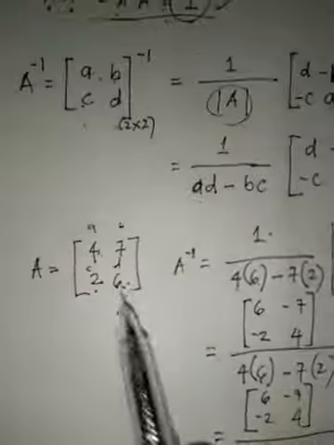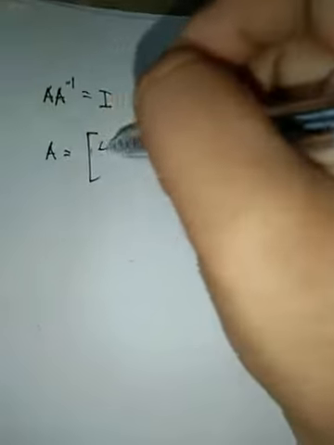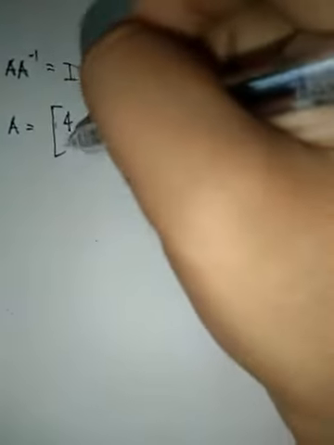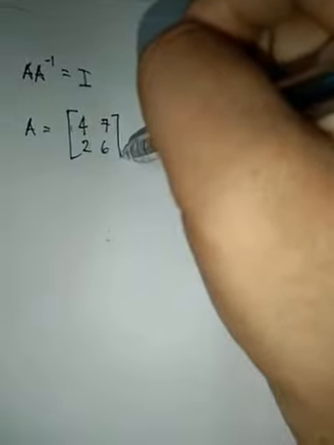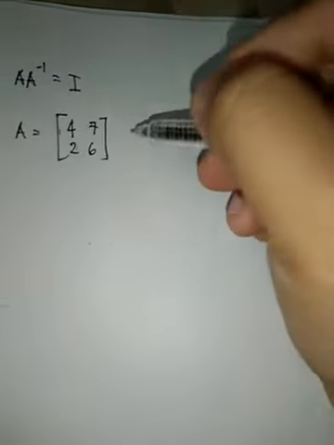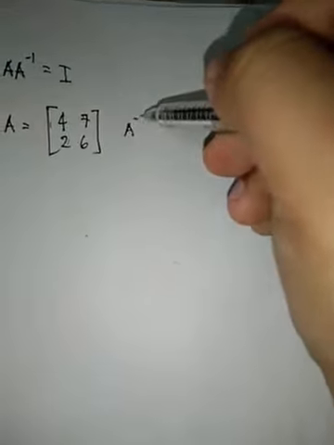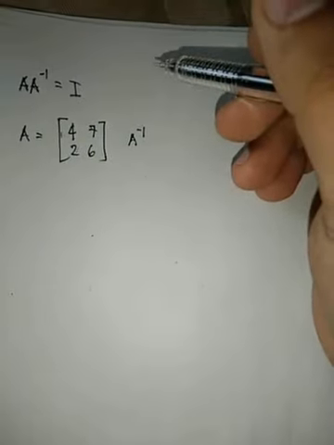Ano nga yung A natin? Ang A natin is ito kanina, di ba? Ito. Yan yung ating A. So, kopyahin natin. 4, 7, 2, 6. Okay. Then, i-multiply natin siya sa inverse of matrix. No?